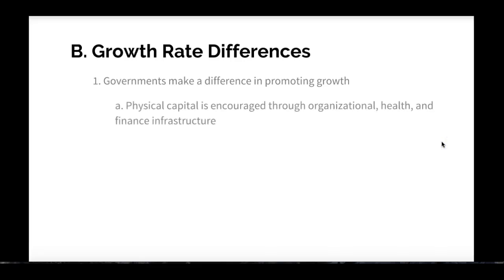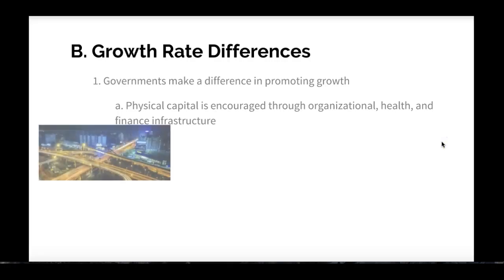First of all, physical capital can be encouraged by the government by having organizational, health, and finance infrastructure. Organizational infrastructure refers to things like bridges and roads, internet connections and bandwidth, water and sewer, and electricity. Having that in place will definitely increase the possibility of increasing your physical capital.